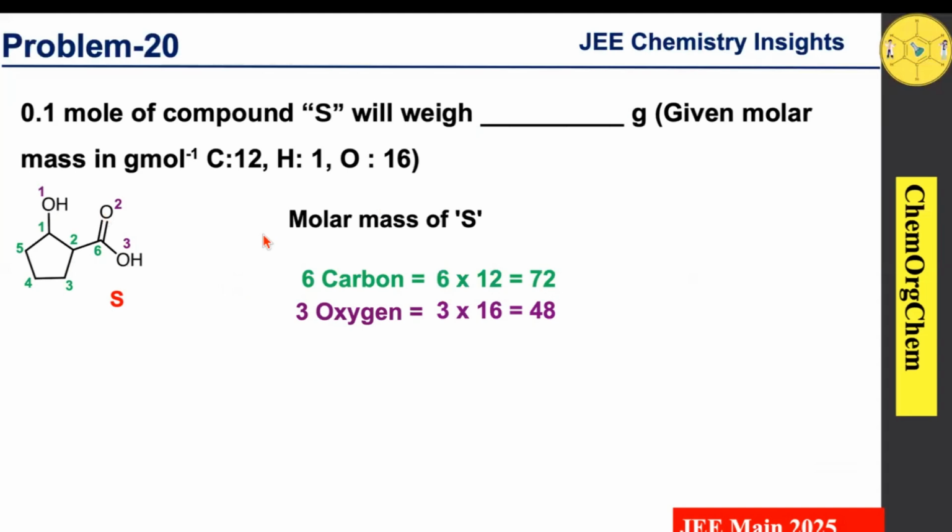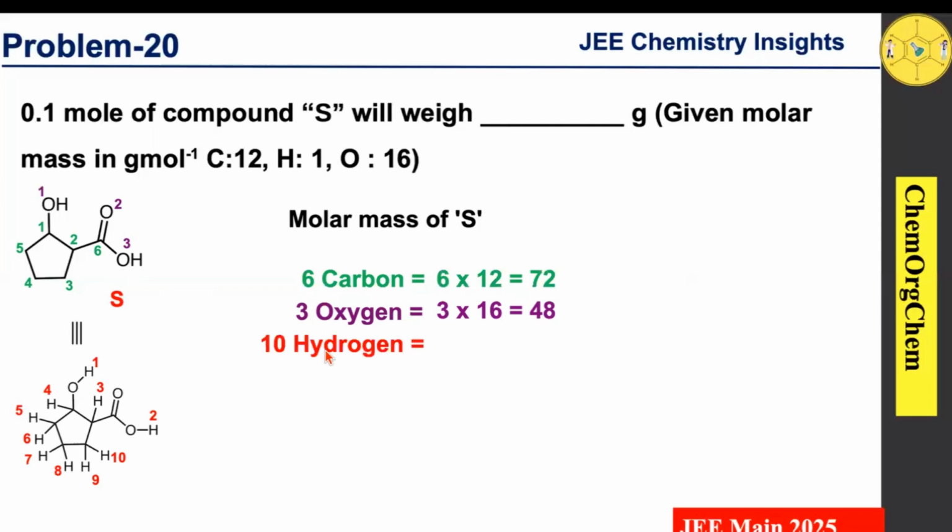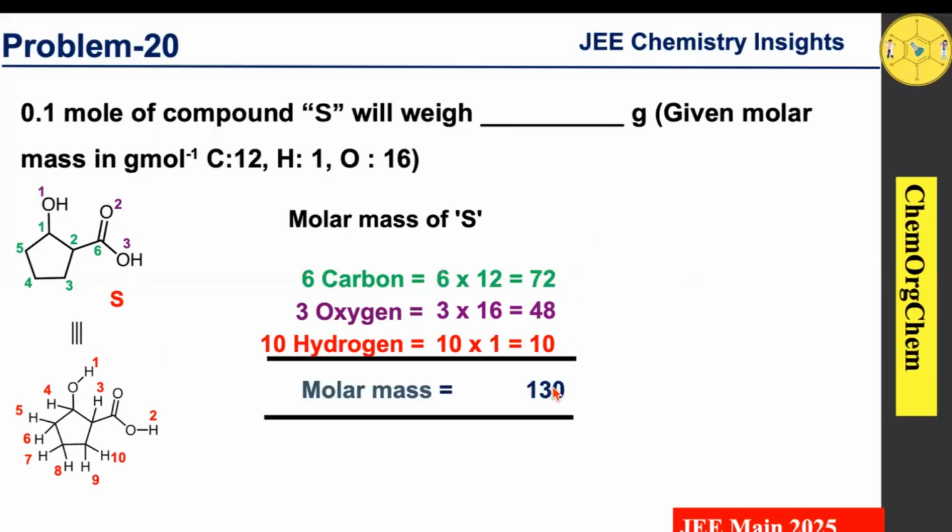Next we should see how many hydrogen atoms are present in this compound. For our convenience, we can redraw the structure like this. Now you count how many hydrogens are present in this compound. Here there are 10 hydrogen atoms present. Therefore 10 into 1 equals 10. Now you add all these values, so that gives the molar mass of compound S as 130. So now we have successfully found the molar mass of compound S.